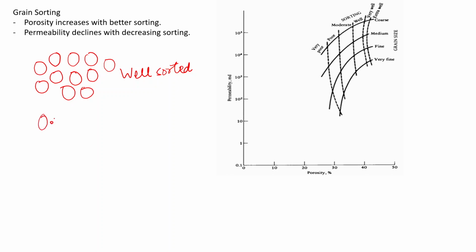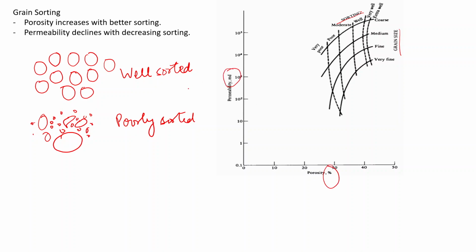But if the sediments are this way, then we can say that these are poorly sorted grains, and these poorly sorted grains will definitely reduce the porosity as well as the permeability. So porosity and permeability are much dependent on the sorting of the grains. In this plot over here, you can see how the sorting as well as the grain size impact the porosity and the permeability.